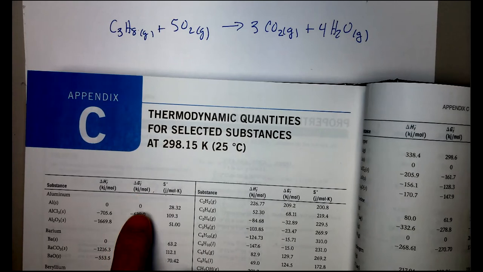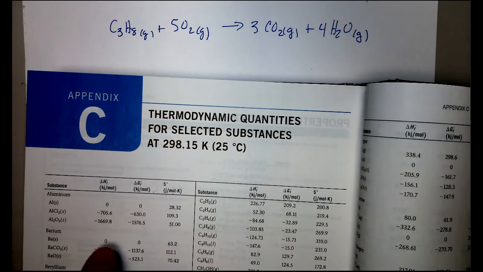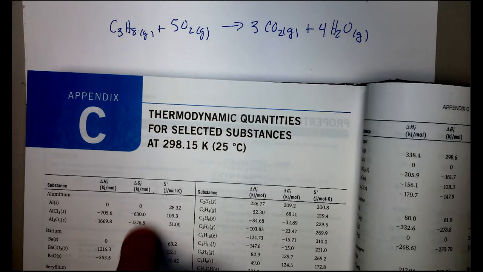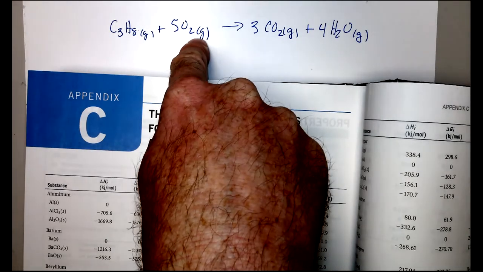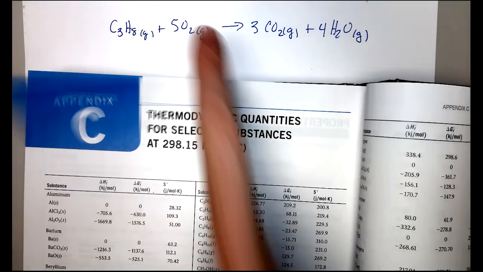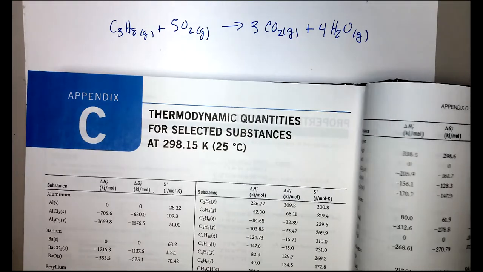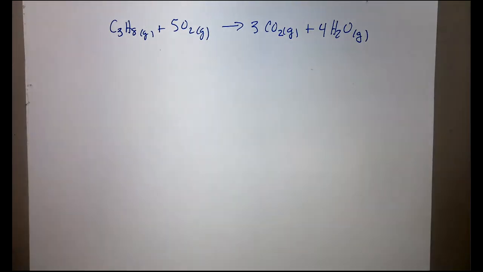But notice delta G's for elements are 0, where they weren't for the entropy, and they are for the delta H and for the delta G, so for free elements. So in our case, the oxygen is going to be 0 because it's a free element. I'll have to look up values for everything else. So let's work through that.